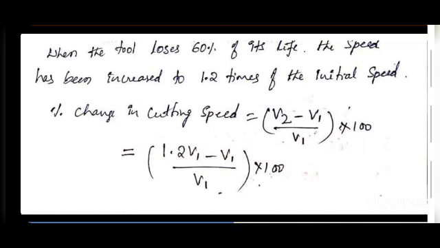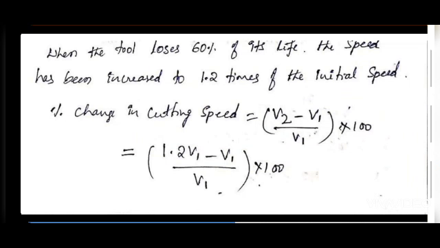You know V2 in terms of V1. V2 is equal to 1.2 times V1. So you can write it as (1.2 V1 minus V1) divided by V1, into 100. 1.2 V1 minus V1 you can write as 0.2 V1. 0.2 V1 divided by V1 is nothing but 0.2. So V1 will cancel out. So percentage change in cutting speed is 20%.